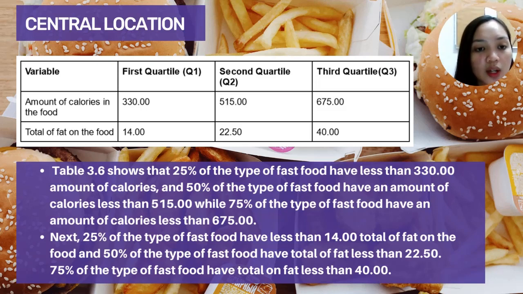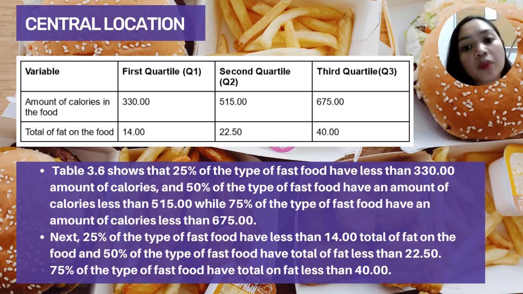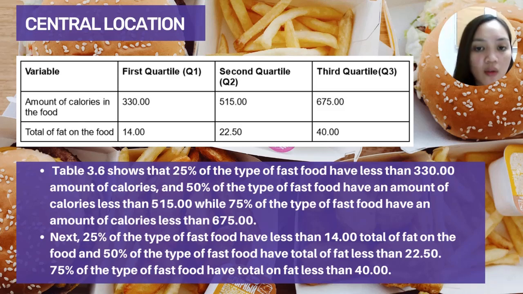And then for the next one, 25% of the type of fast food have less than 14 total fat on the food, and 50% have total fat less than 22.50. And 75% of the type of fast food have total fat less than 14.